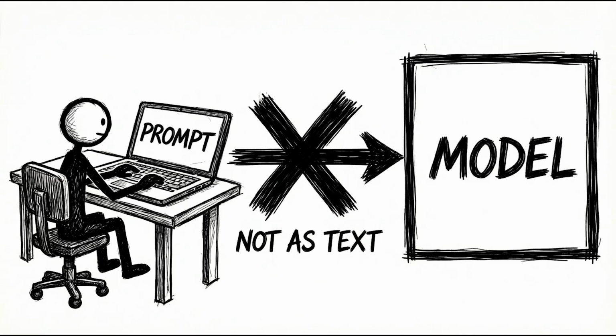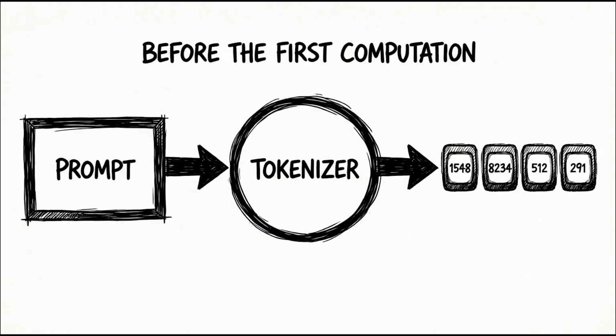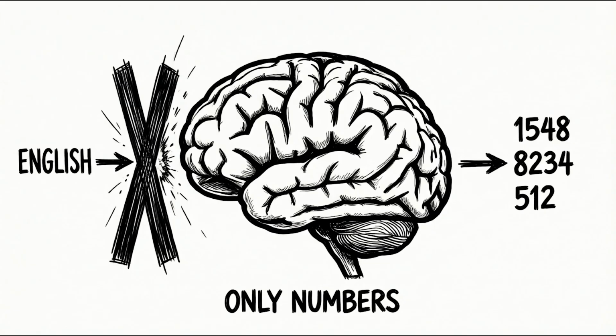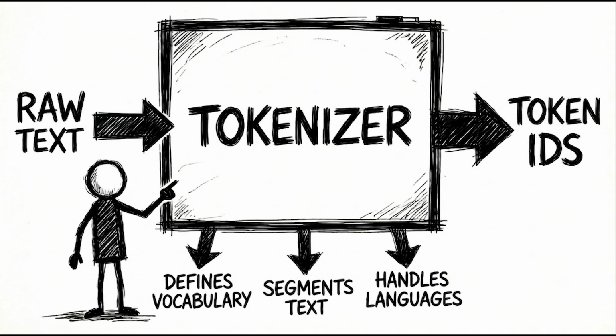Think about the prompt you sent to an AI chatbot. The words you type never enter the model. Before the transformer performs a single computation, your prompt is converted into a sequence of numerical tokens. From that moment onward, the model operates entirely on numbers. It never processes your sentence as English. It processes it as a sequence of token IDs.